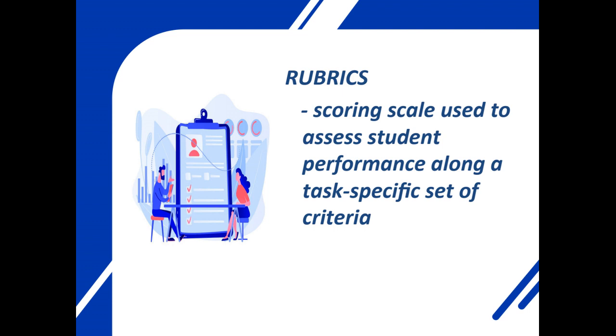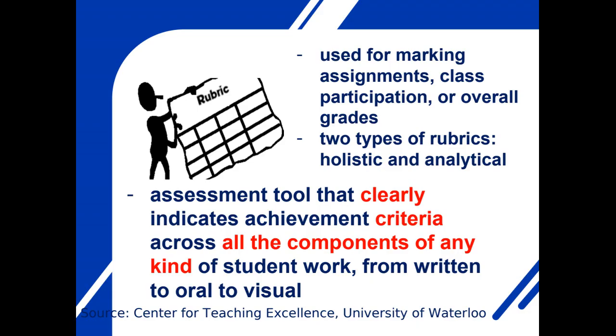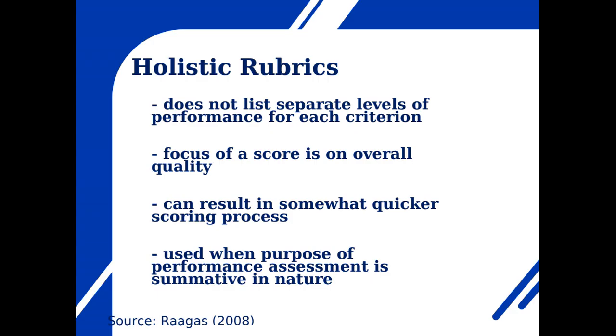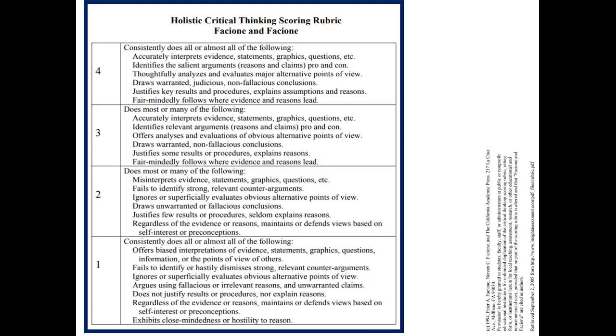So some of the rubrics I would really recommend would be holistic. For example, critical thinking: if a student consistently does all or almost all of the following, meaning they present accurately, interpret evidence and all of that, and thoughtfully analyze, then they get a score of 4, and I'm going to multiply this by 5, so this student gets 20 points.